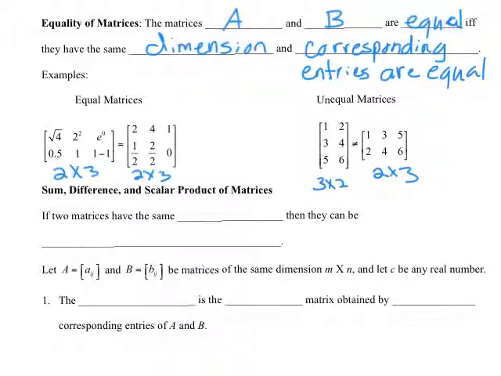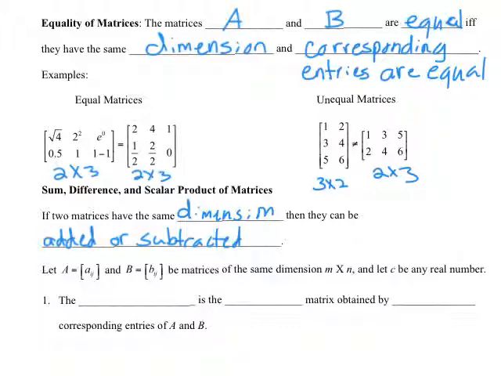The next thing we're going to talk about is the sum, difference, and scalar product of matrices. If two matrices have the same dimension, otherwise this isn't going to work, then they can be added or subtracted. Their entries can be added together or subtracted. So here's a more formal definition. We define two matrices, A is this and B is this. The i,j means that they have the same dimension and they're m by n. And then c is going to be any real number for these three definitions.